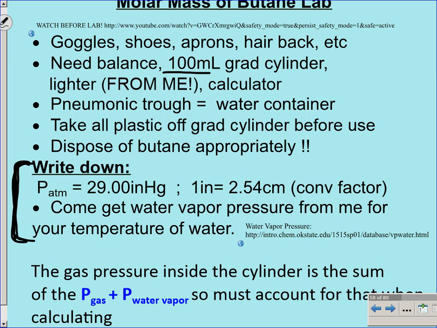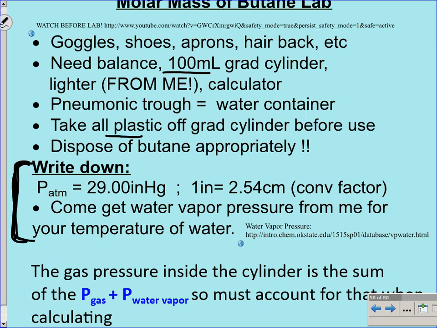The graduated cylinder has those plastic pieces on it, like the base and then the little intermediate piece that's there to prevent falls and cracking in the graduated cylinder. You've got to take the plastic off, but you've got to make sure you put it back on because I won't know where it goes, and it's really hard to see the water levels if you don't have all your plastic off. So the last part right here says dispose of butane appropriately.